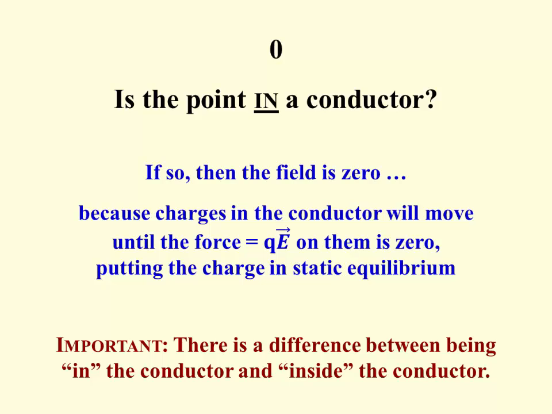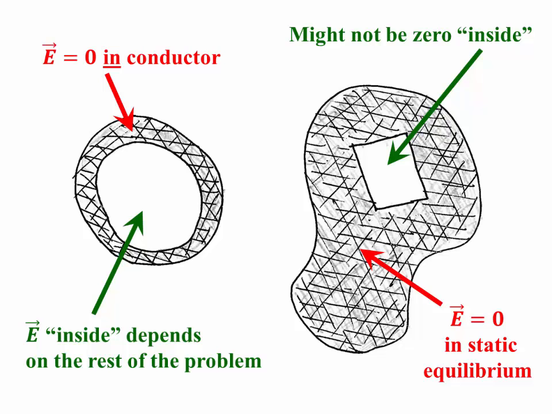The important distinction I want to make here is that there's a difference between being in the conductor and inside the conductor. In the conductor means that you're in the metal, in the copper or aluminum material that conducts electricity. The field is 0 there, as shown in these crude sketches. The shaded area is the area where the metal is located.